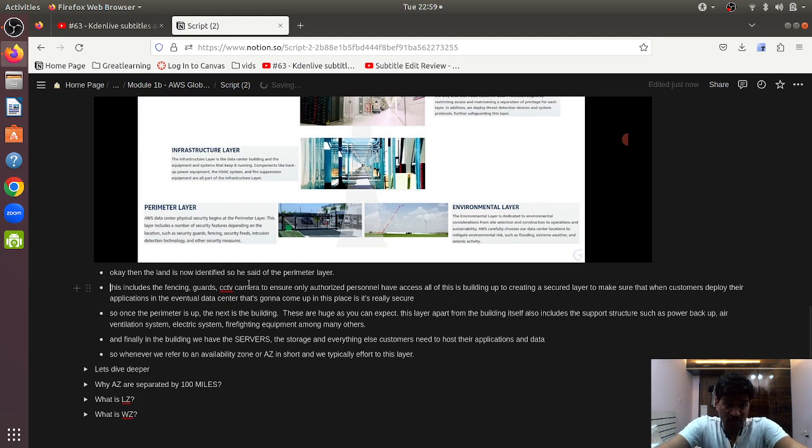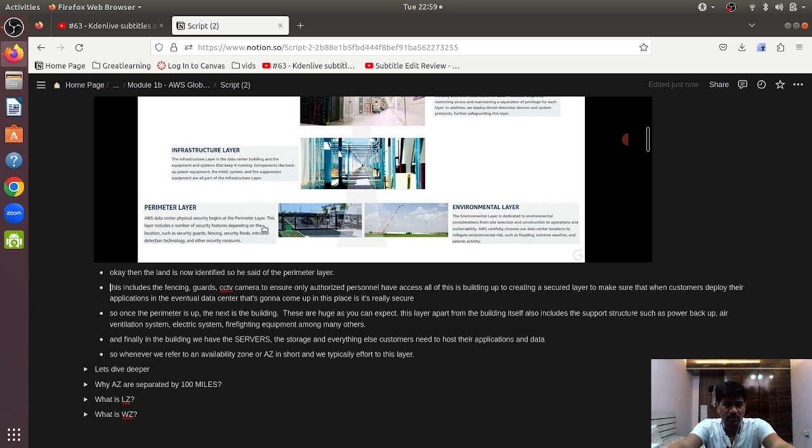So once the perimeter is set up, the next is the building. As you can imagine, these are huge. As you can expect, this layer, apart from the building itself, also includes support structures such as power backup, air ventilation system, electric system, firefighting equipment, among many others.